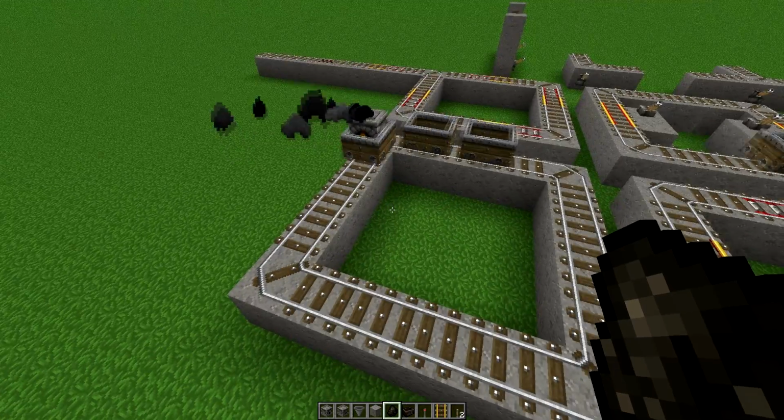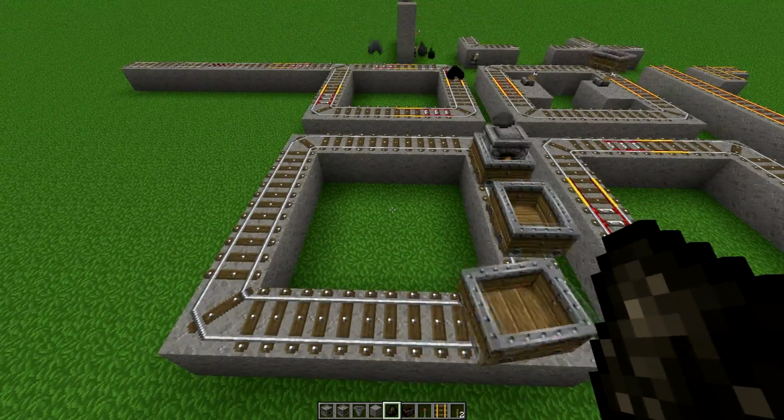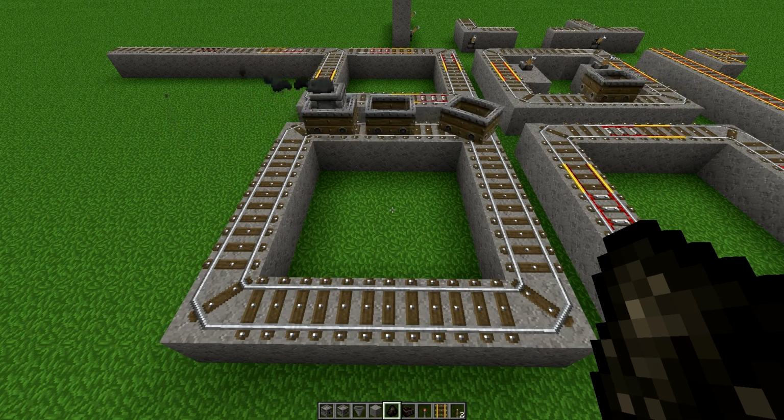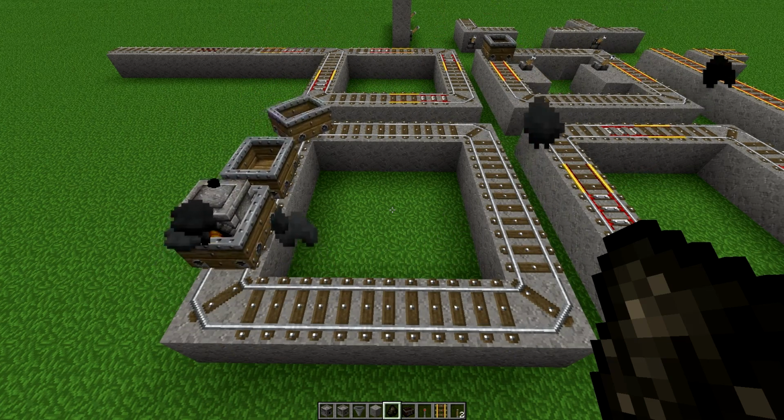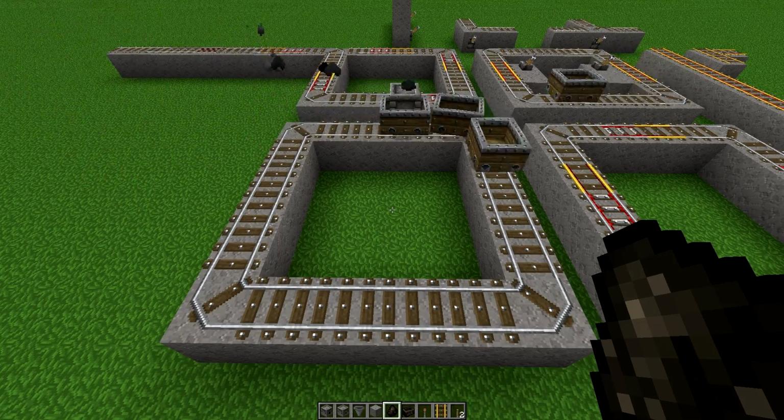And it'll actually go for quite a long time with just one piece of coal. So this is definitely a valuable alternative that uses very low-cost materials to keep minecarts moving.